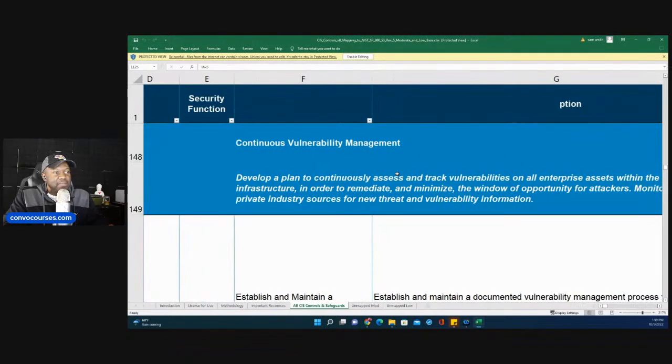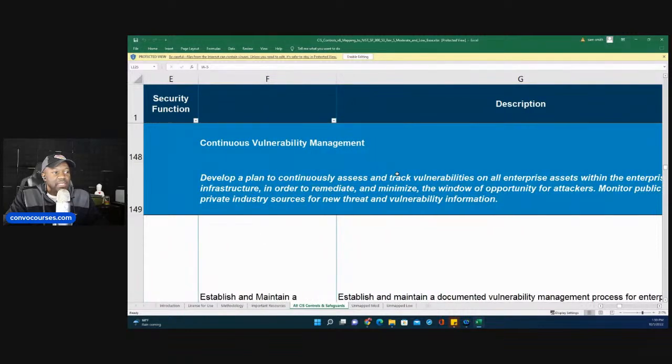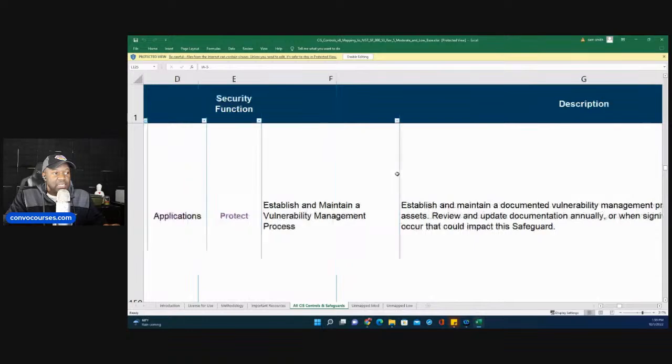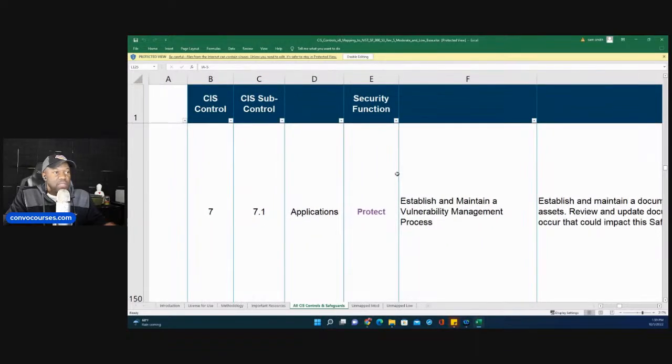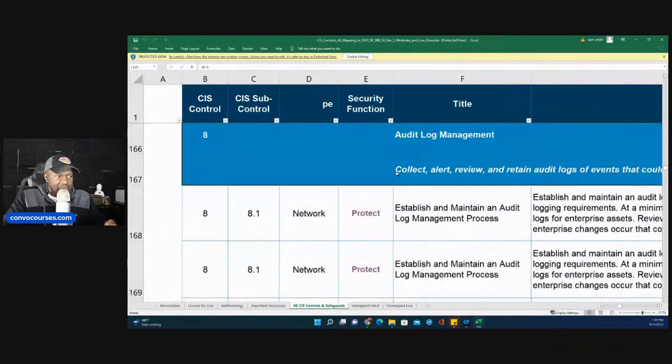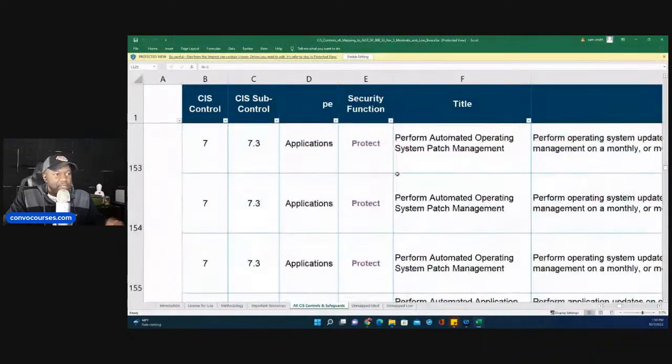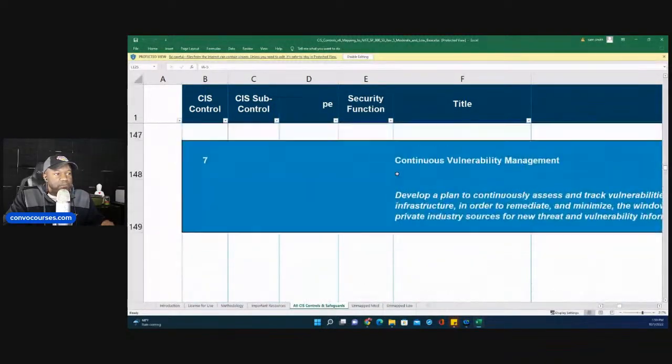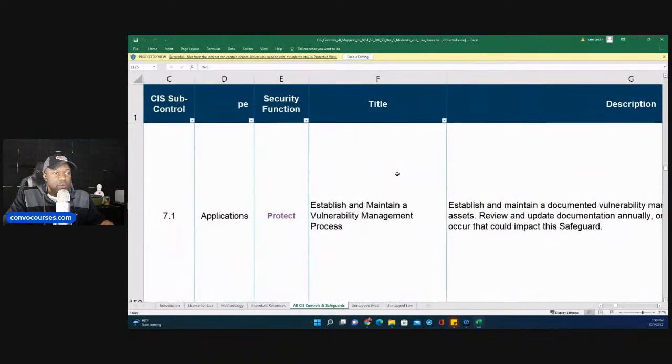But CIS 7, let's see, it's continuous vulnerability management. So this one's definitely in the NIST 800 family. I believe this one breaks it down by application. Okay, just application. So let me see. This one's dealing with vulnerability management.